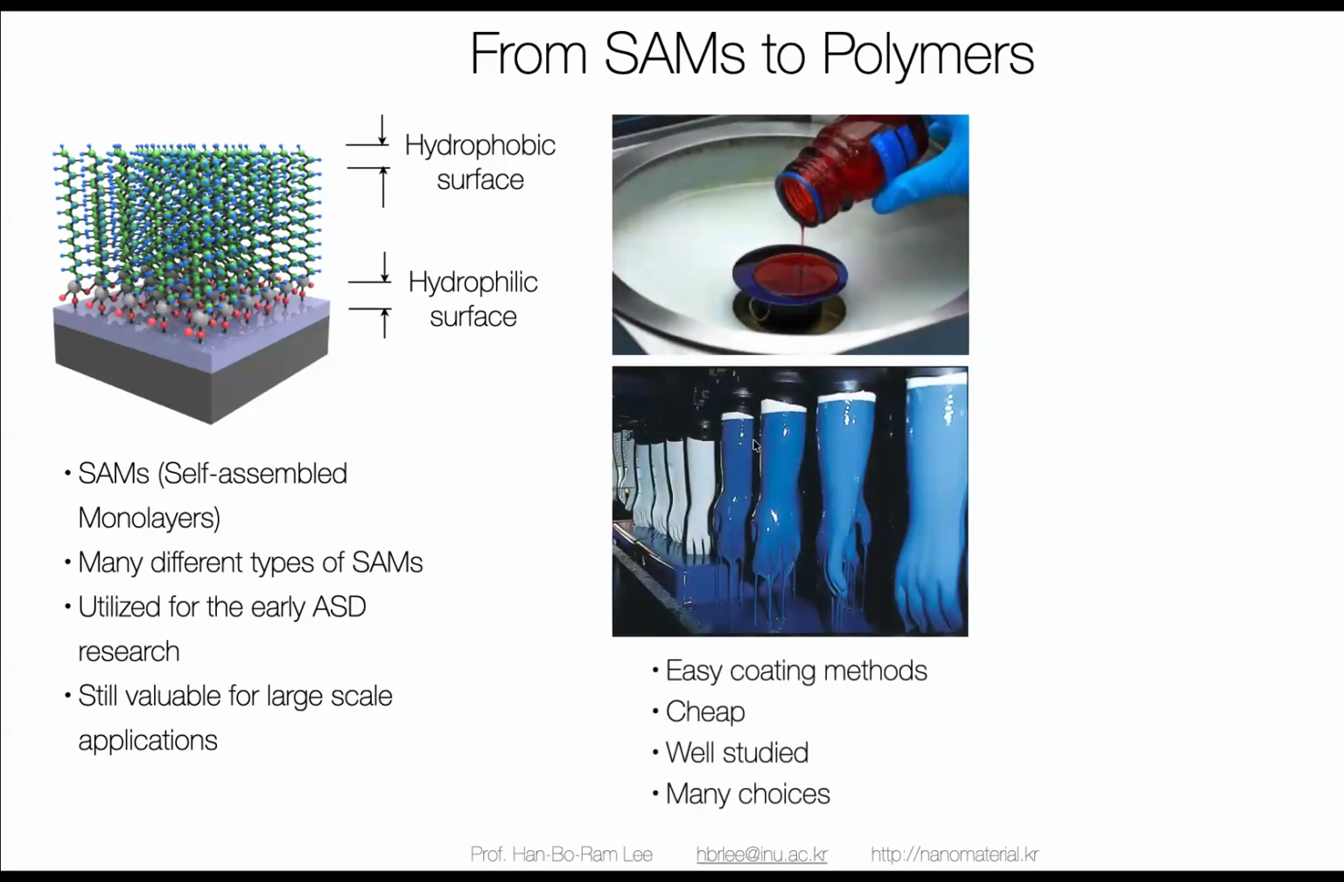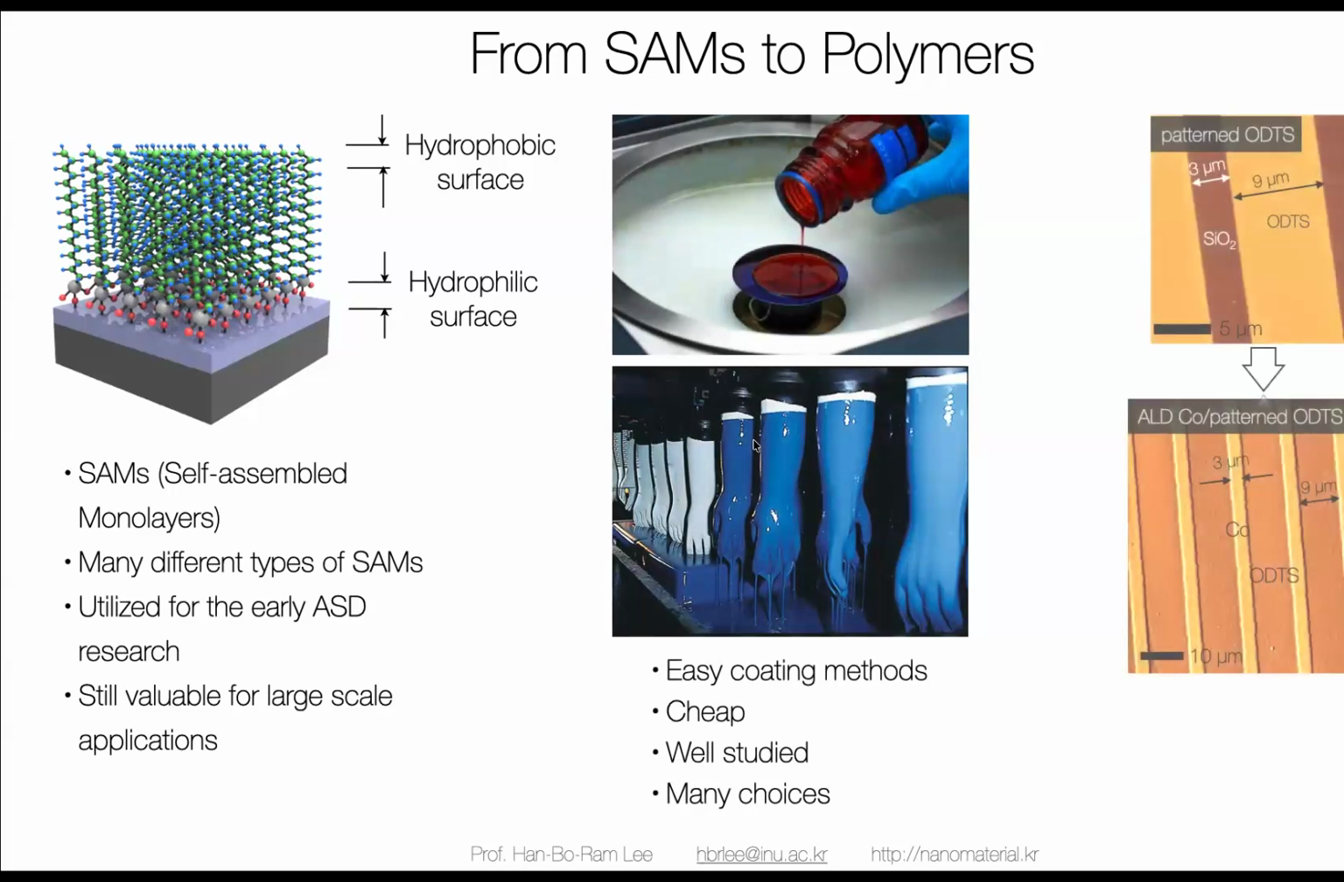And then this is the polymer. Polymer is one of the very promising inhibitors. And this is one example. I performed this in the last year of my PhD course. I used the self-assembled monolayer ODTS to selectively deposit cobalt on silicon oxide.